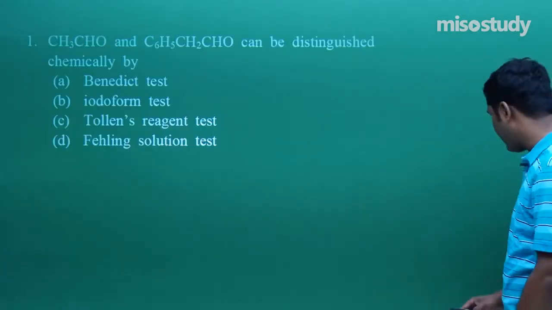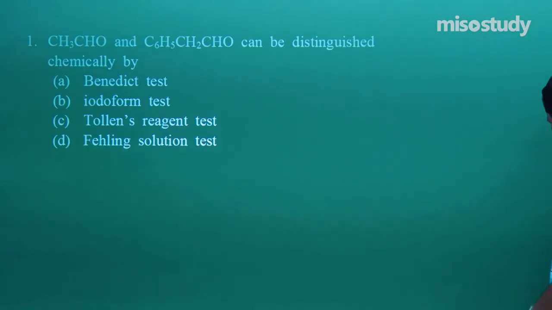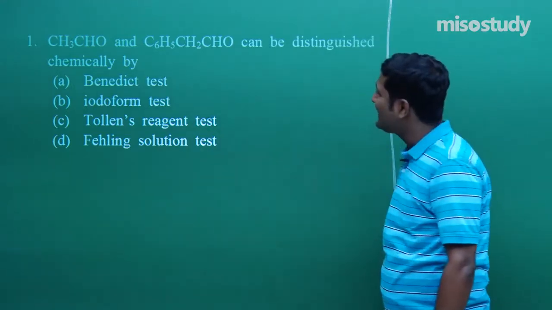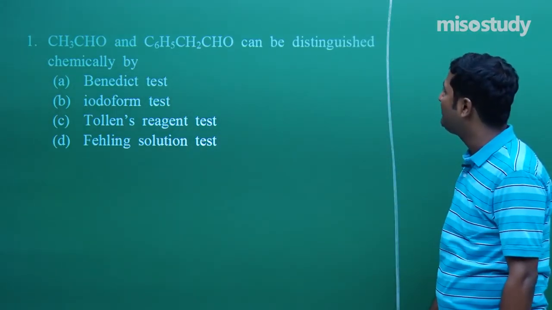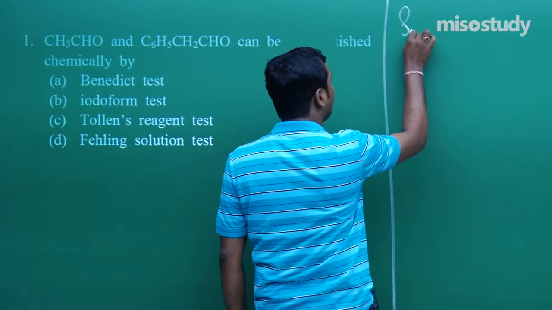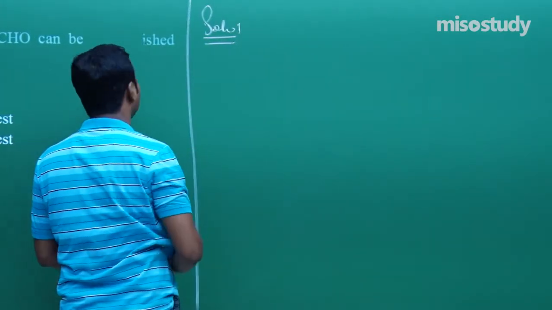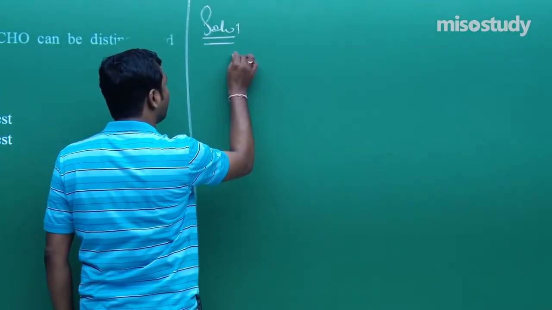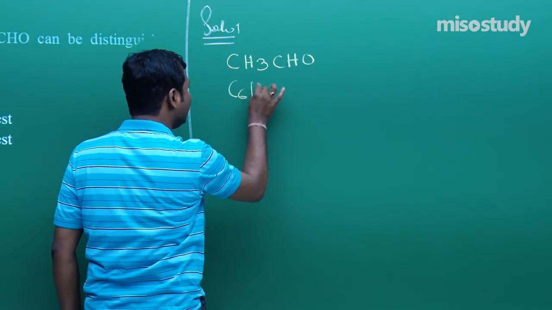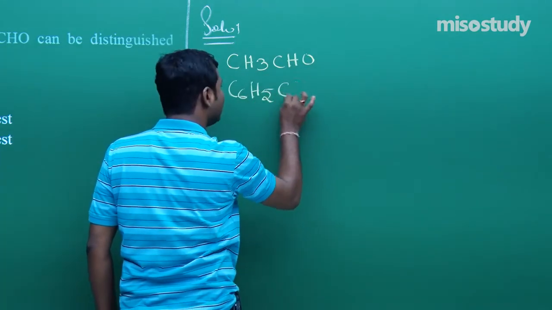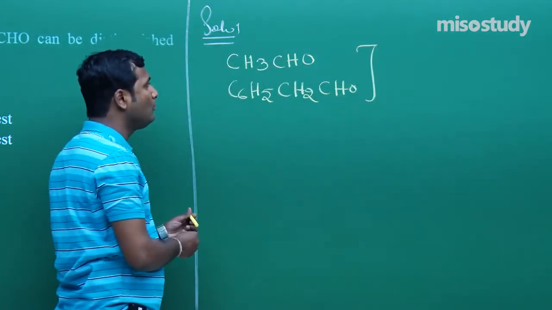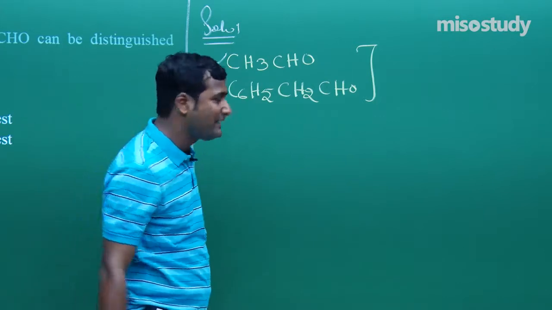Now my first question is, look at what is given here. CH3CHO and C6H5CH2CHO can be distinguished chemically by which test? As we all know, if I talk about CH3CHO, and if I talk about C6H5CH2CHO, these two aldehydes are aliphatic aldehydes, clear?